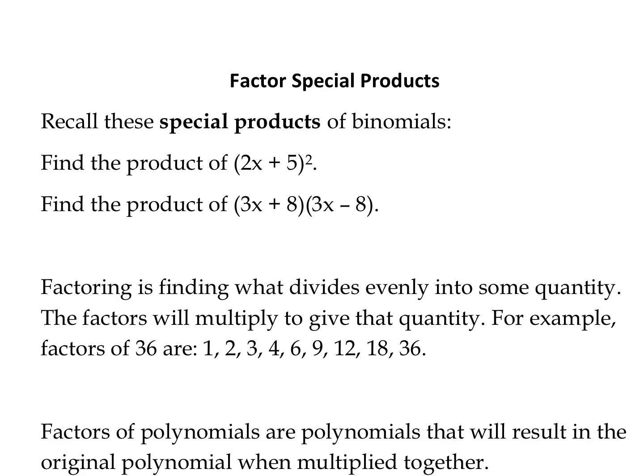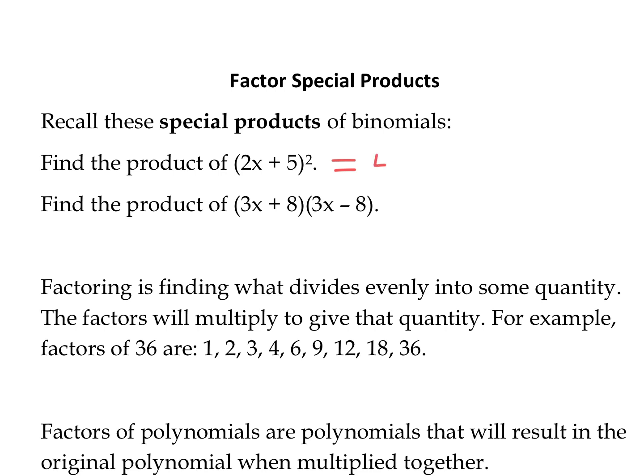In this lesson, we're going to learn about factoring special products. First, let's recall the two special products of binomials we looked at. First, if we have something like 2x plus 5 squared. So when we're squaring a binomial, like 2x plus 5, that's 2x plus 5 times 2x plus 5.